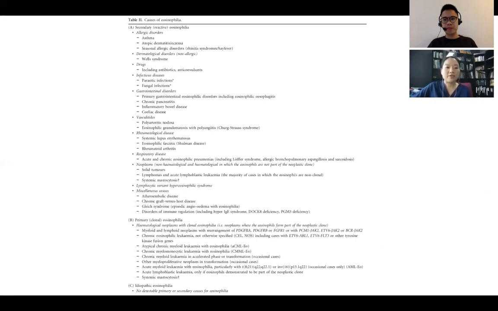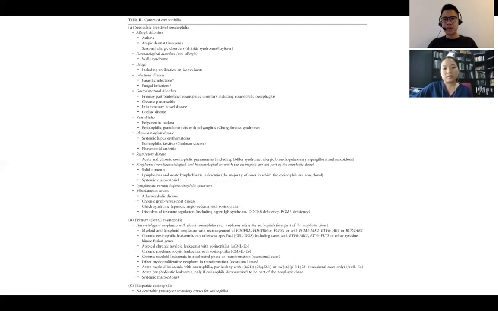Everybody's very fascinated by primary hematological eosinophilia, which honestly is very, very rare. That being said, there are some conditions within this category where it's very hard even for hematologists to diagnose. For example, systemic mastocytosis is commonly very hard to diagnose, and if you don't think about it, you will not find it, because the diagnostic workup is also very different.